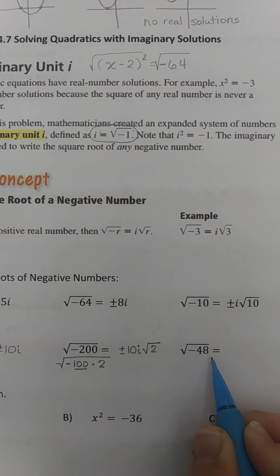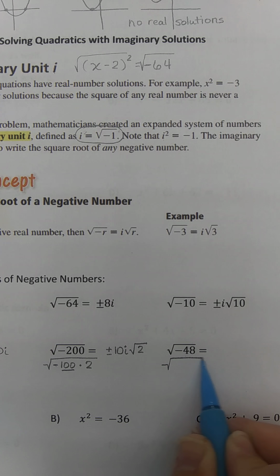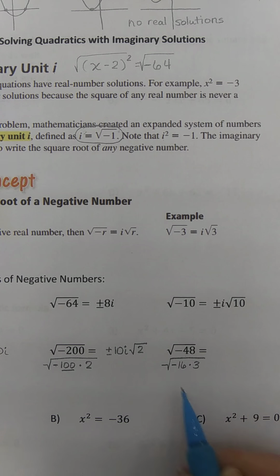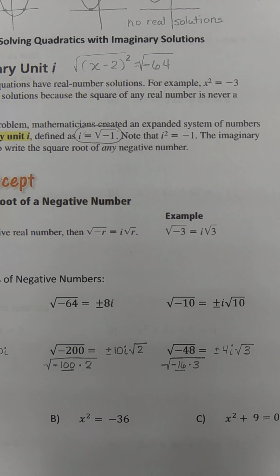Well, let's take a look at the square root of negative 48. We're going to have to break that down because 48 is not a perfect square. So I'm going to break that into negative 16 times 3. Notice I'm always placing the negative on the perfect square. So the square root of 16 is plus or minus 4. Because it was negative, it will be imaginary. And then the square root of 3 is still trapped under the radical.